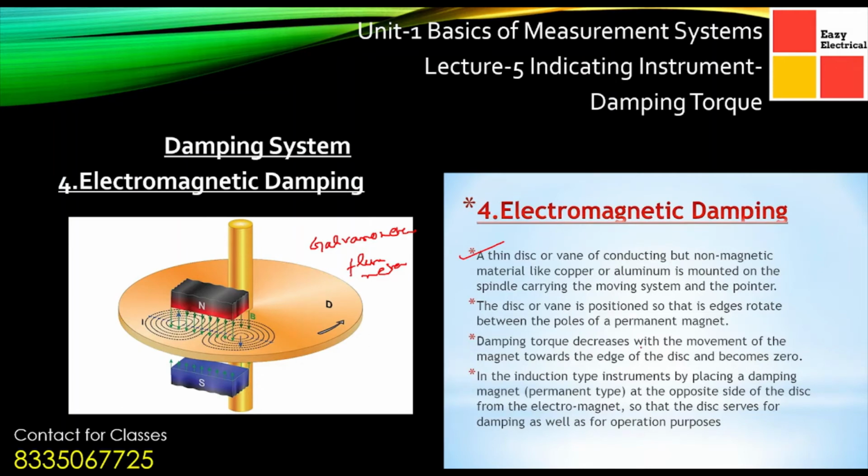Damping torque decreases with the movement of the magnet towards the edge of the disc and becomes zero. In induction type instruments, a damping magnet is placed on the opposite side of the disc from the electromagnet, so the disc serves the damping as well as the operating purpose.